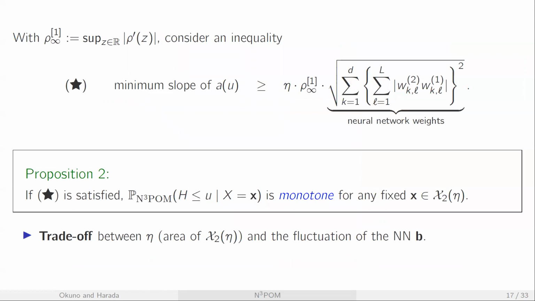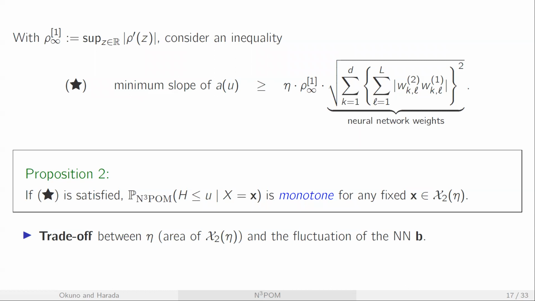Okay, here I'd like to show an inequality. Using the symbol rho infinity, we define an inequality that the minimum slope of the increasing intercept function A(u) is greater than or equal to the product of eta, rho infinity, and a function of the neural network weights. Then our Proposition 2 states that if this inequality is satisfied, then the proposed N3POM is monotone for any fixed x in the restricted region X_eta.